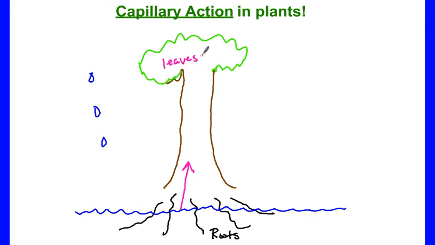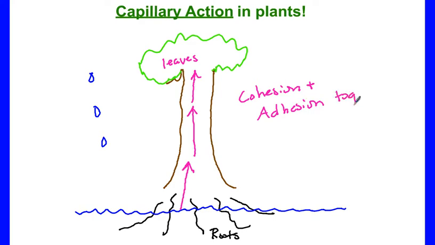And that's where we need our water. So the answer is the water is going to rise up through the parts of the tree using cohesion and adhesion. Okay, when cohesion and adhesion work together, that's where we get this term we call capillary action.